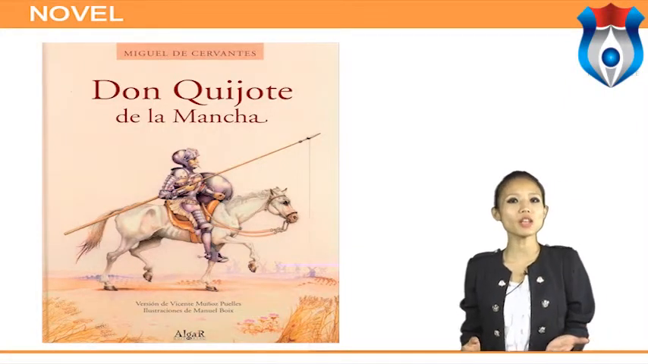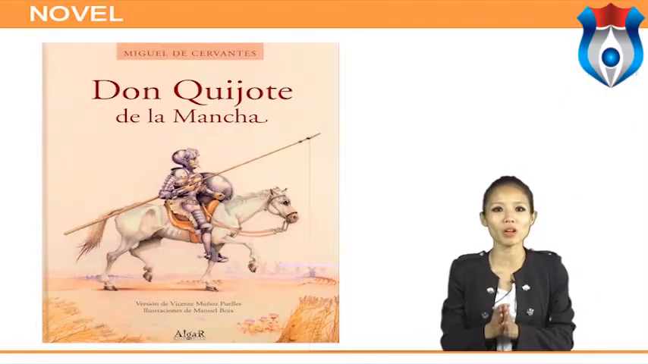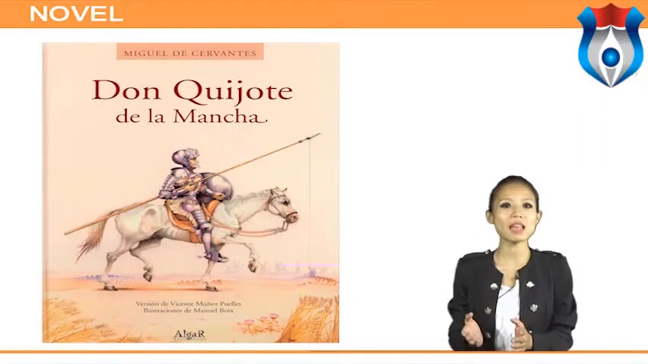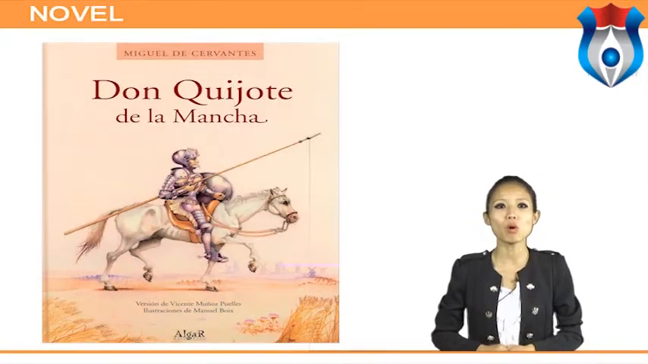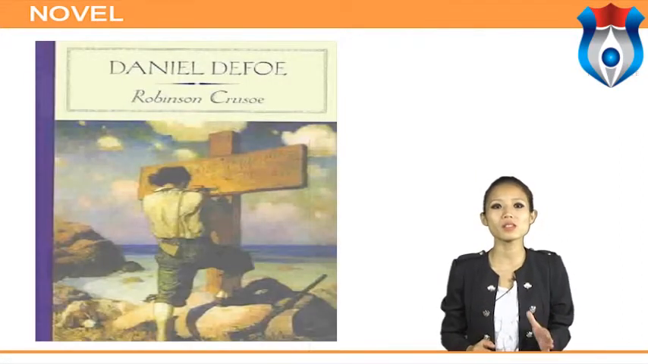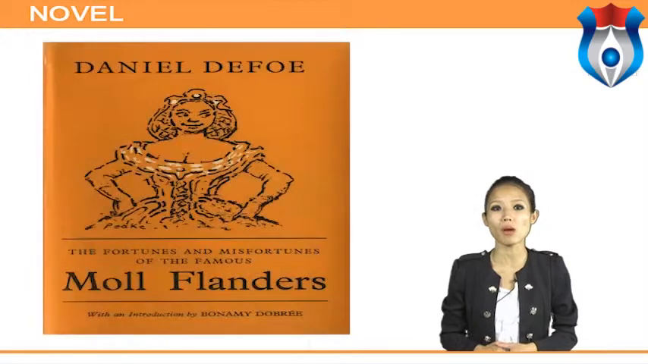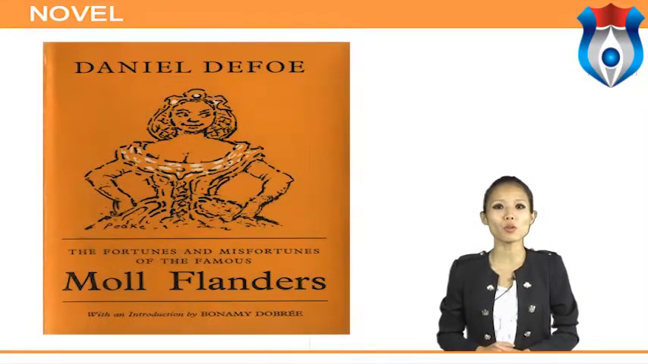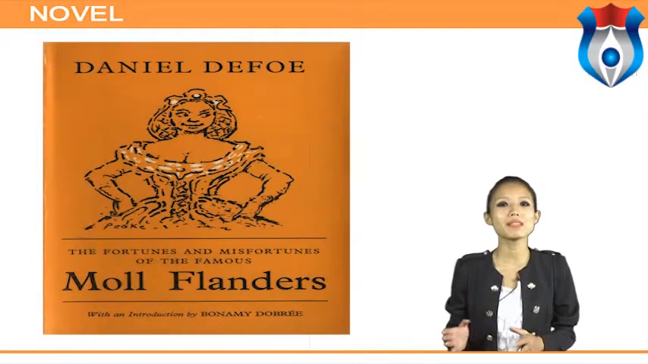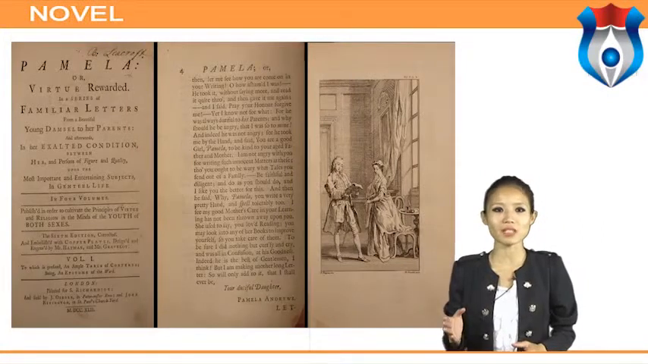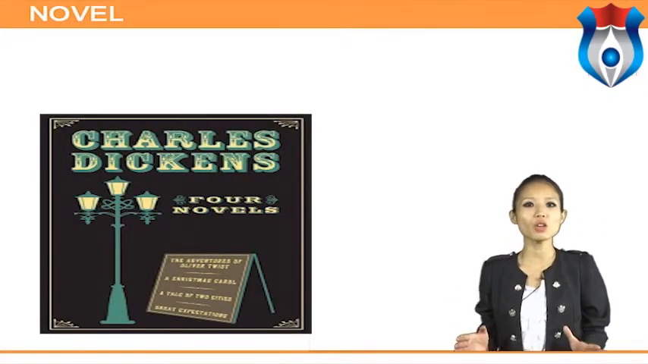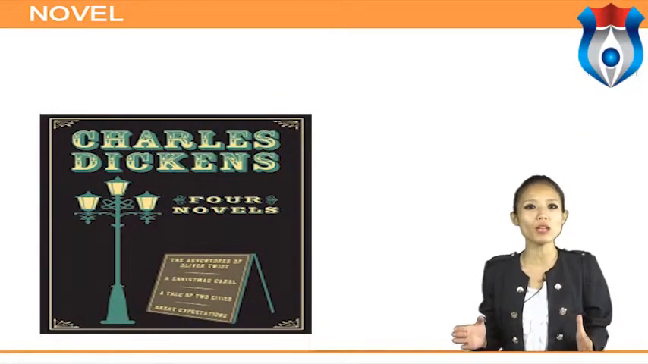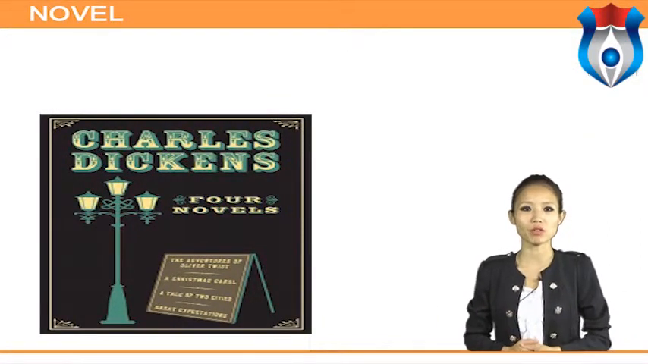Picaro is Spanish for rogue. Examples of picaresque stories are Daniel Defoe's Robinson Crusoe, 1719, and Moll Flanders, 1722. Daniel Defoe was considered a realistic fiction writer. The first novel of character is Pamela by Samuel Richardson in 1740. Defining novels. We shall continue our discussion on great novels in English literature.